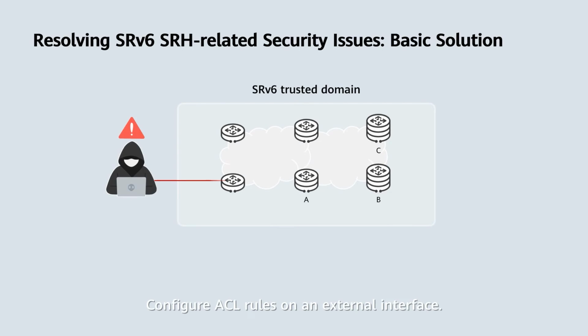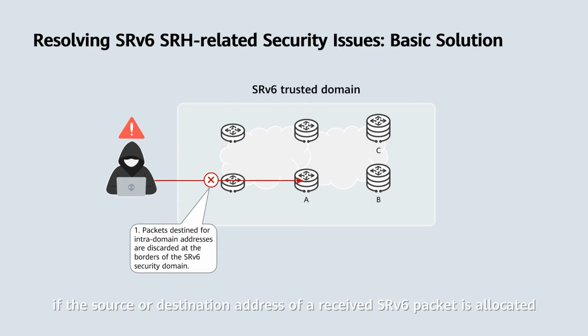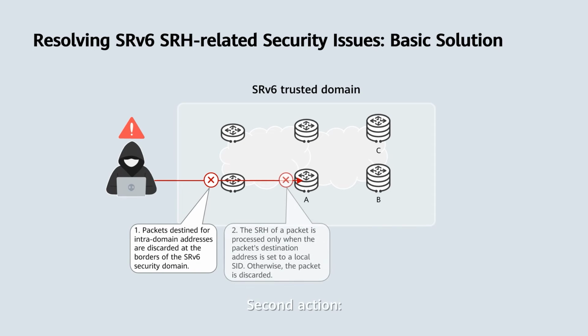First action: configure ACL rules on an external interface. In this way, if the source or destination address of a received SRv6 packet is allocated from a SID block in the SRv6 domain, the packet is discarded. This is because, in normal cases, internal SIDs should not be leaked out of the domain. If an internal SID is obtained by a device outside the domain, the packet carrying the SID is considered an attack packet.